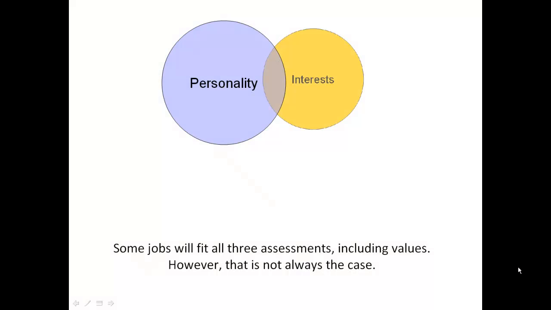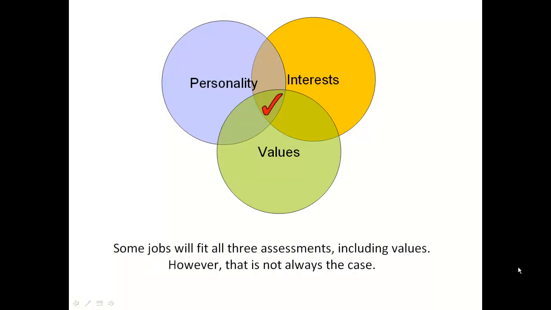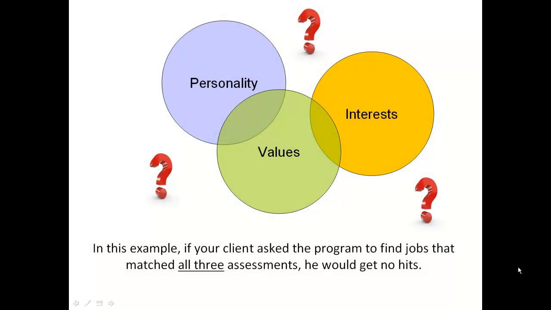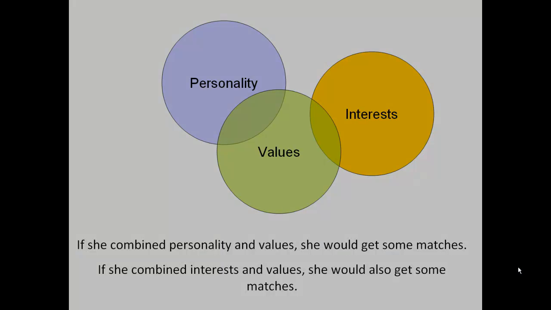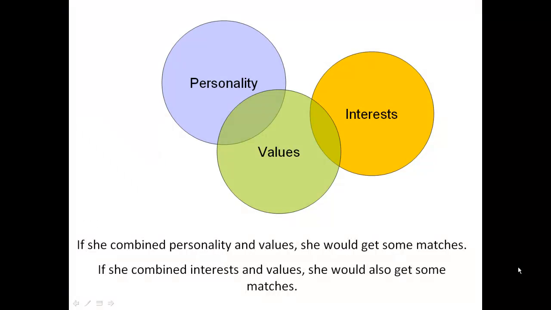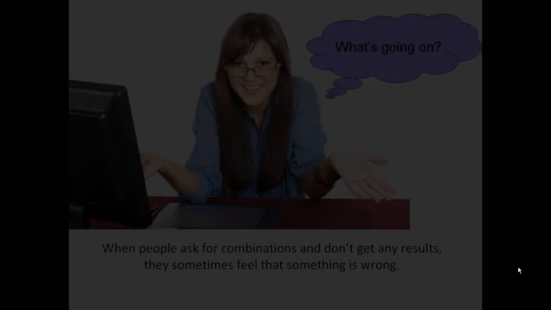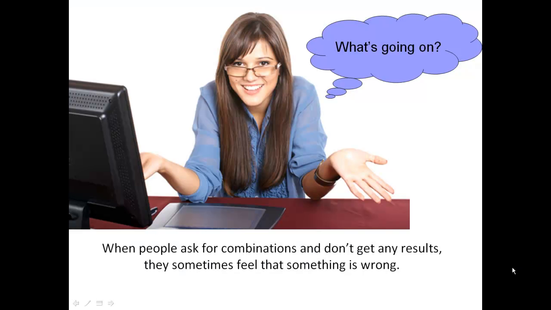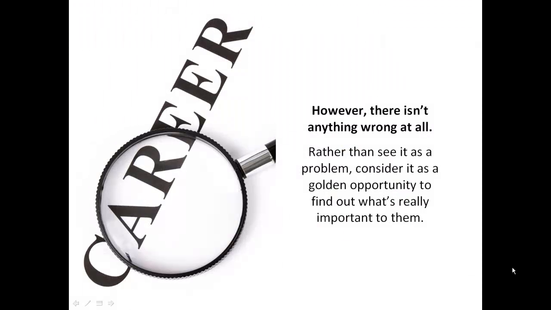Some jobs will match all 3 assessments, including values. However, that is not always the case. In this example, if your client asked the program to find jobs that matched all 3 assessments, she would get no hits. If she combined personality and values, she would get some matches. If she combined interests and values, she would get some more matches. When people ask for combinations and don't get any results, they sometimes feel that something is wrong. However, there isn't anything wrong at all.